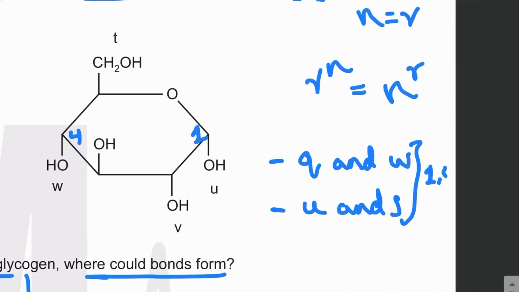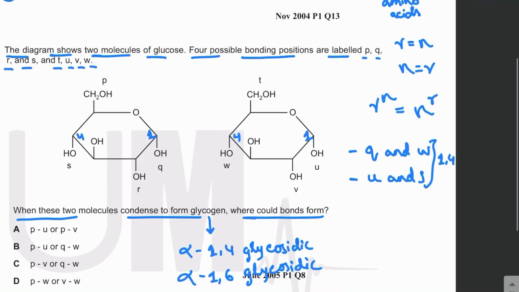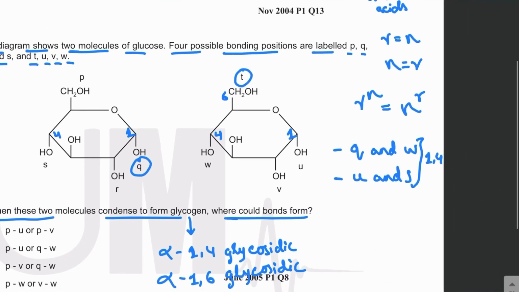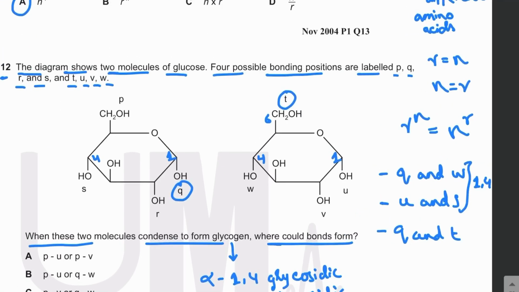What about 1,6? So 1,6 can be made between the carbon number 1 of this glucose, that is Q, and carbon number 6 of the other glucose, which is T. So a bond can be formed between Q and T. So guys, this is 1,6. And a 1,6 bond can also be formed between carbon number 1 of this glucose and carbon number 6 of this glucose. So a bond can be formed between U and P or P and U. So guys, this will be 1,6. So these are the possibilities of bonds that can be formed.